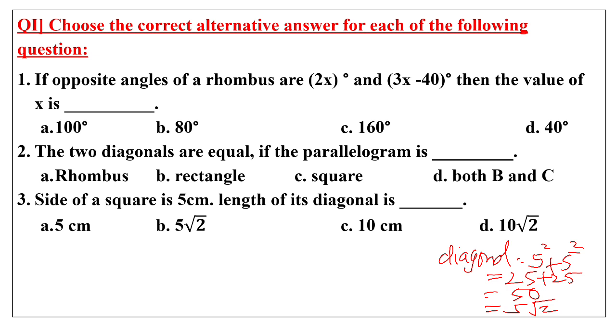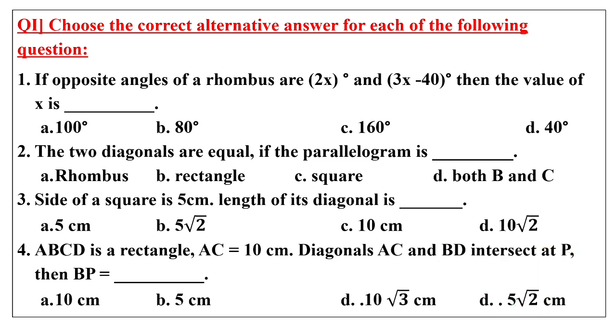So what will we do here? The sum of the squares of the two sides is equal to the square of the hypotenuse. So two sides are given. One side is 5, the other side is also 5. 5 squared is 25, the other 5 squared is 25. 25 plus 25 becomes 50. Make it prime factors. What do we get? 5 under root 2. So the answer is option B, 5 under root 2.